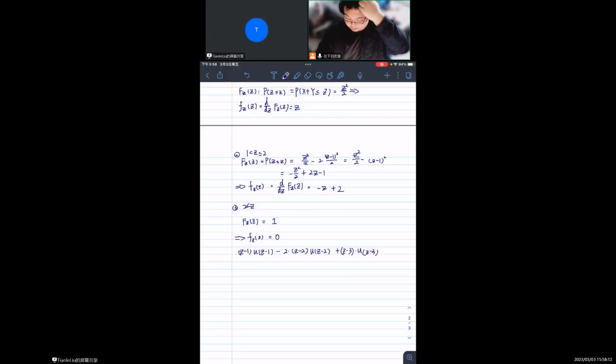So for this problem, if you're doing the geometric way, the most important thing is to focus on the area and the graph instead of just looking at the formula, which is different from the convolution method. So here's the answer of problem 1 for homework 5. Thank you.